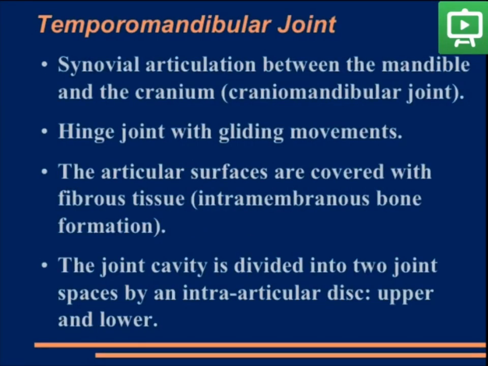So the definition of the temporomandibular joint: it is a synovial articulation between two bones, the mandible and the cranium, and more specifically the temporal bone of the cranium, of the skull. It was previously called the craniomandibular joint also. The synovia is a thick, clear liquid. It is a type of joint where there is a liquid that helps in moving the bones.